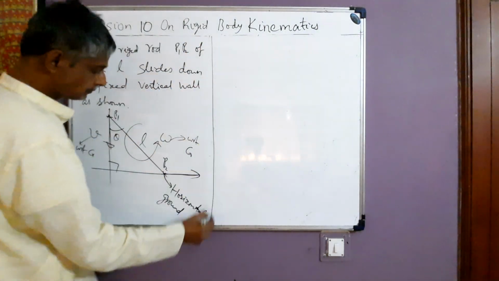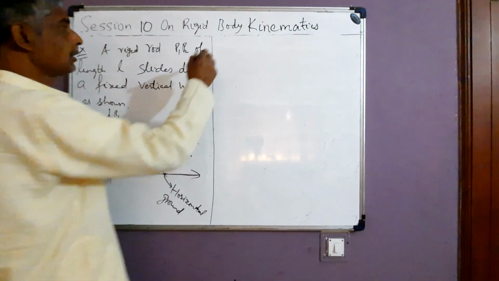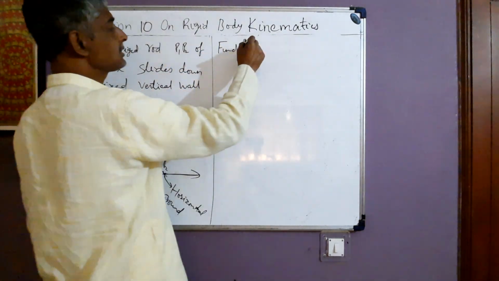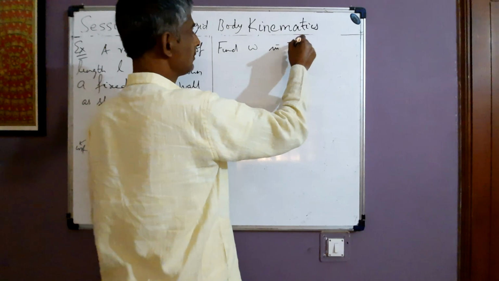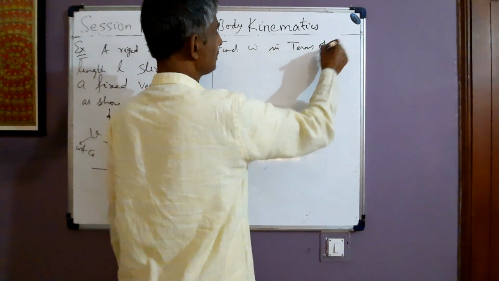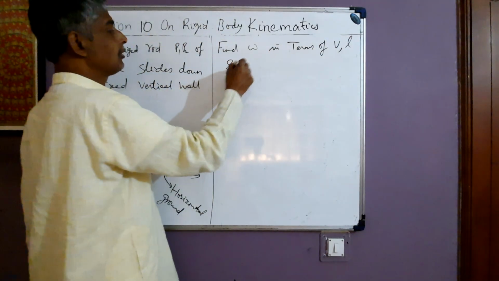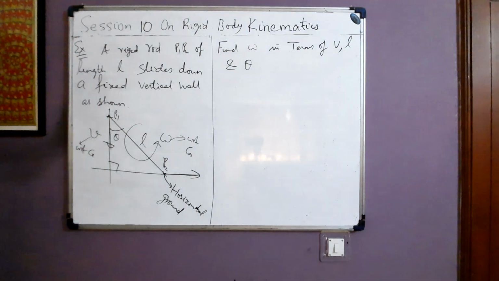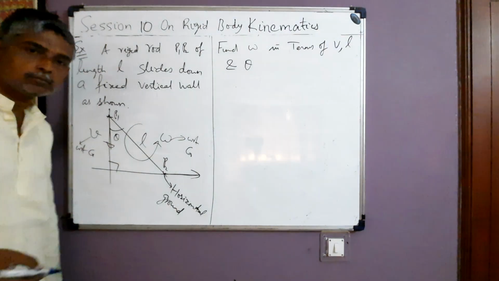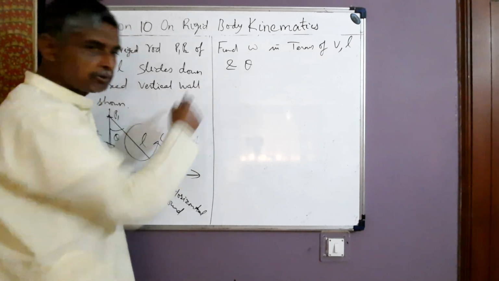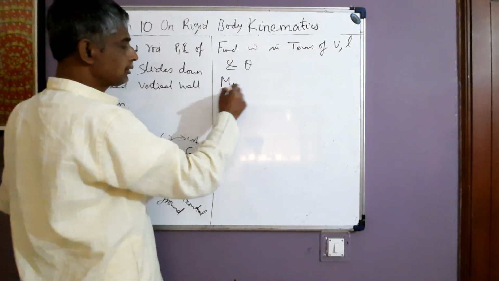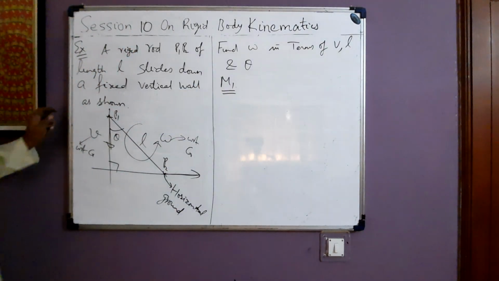So the question is, find omega at the given instant in terms of V, L and theta. You can solve this by various methods. I'll solve it by two different methods. Method 1 is by the SRC method.